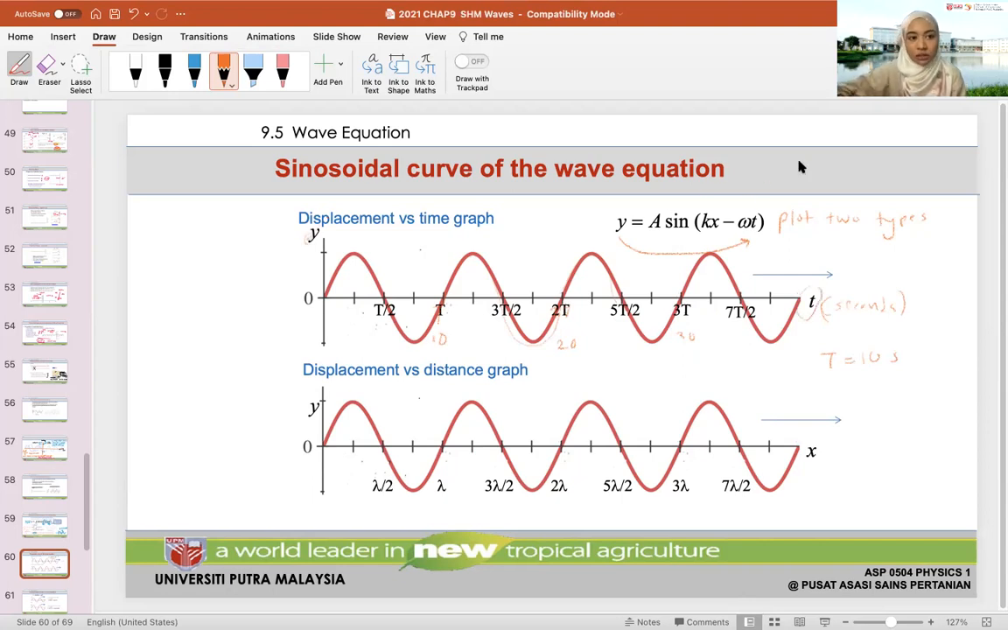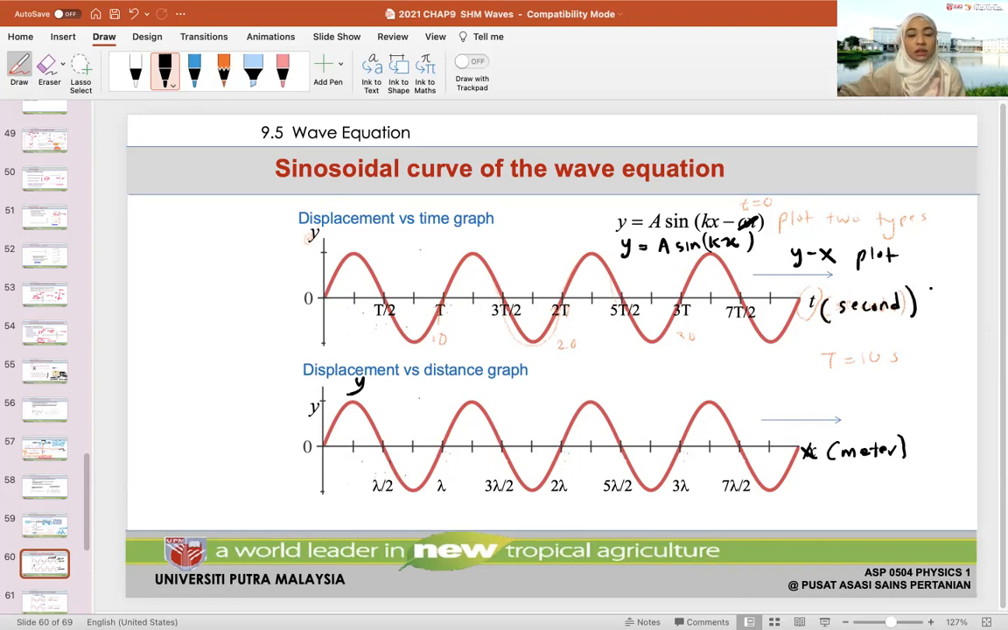And then from the same equation, you plug in T equals to zero. So you are left with Y equals to A sine KX. When you plug in T equals to zero, this basically cancels out, becomes zero, right? So you are left with Y equals to A sine KX. So now you can plot Y versus X. So this is your Y versus X plot. What is X? X is lambda ataupun distance. So this is going to be in meter. So write the penuh lah. Okay, X meter.